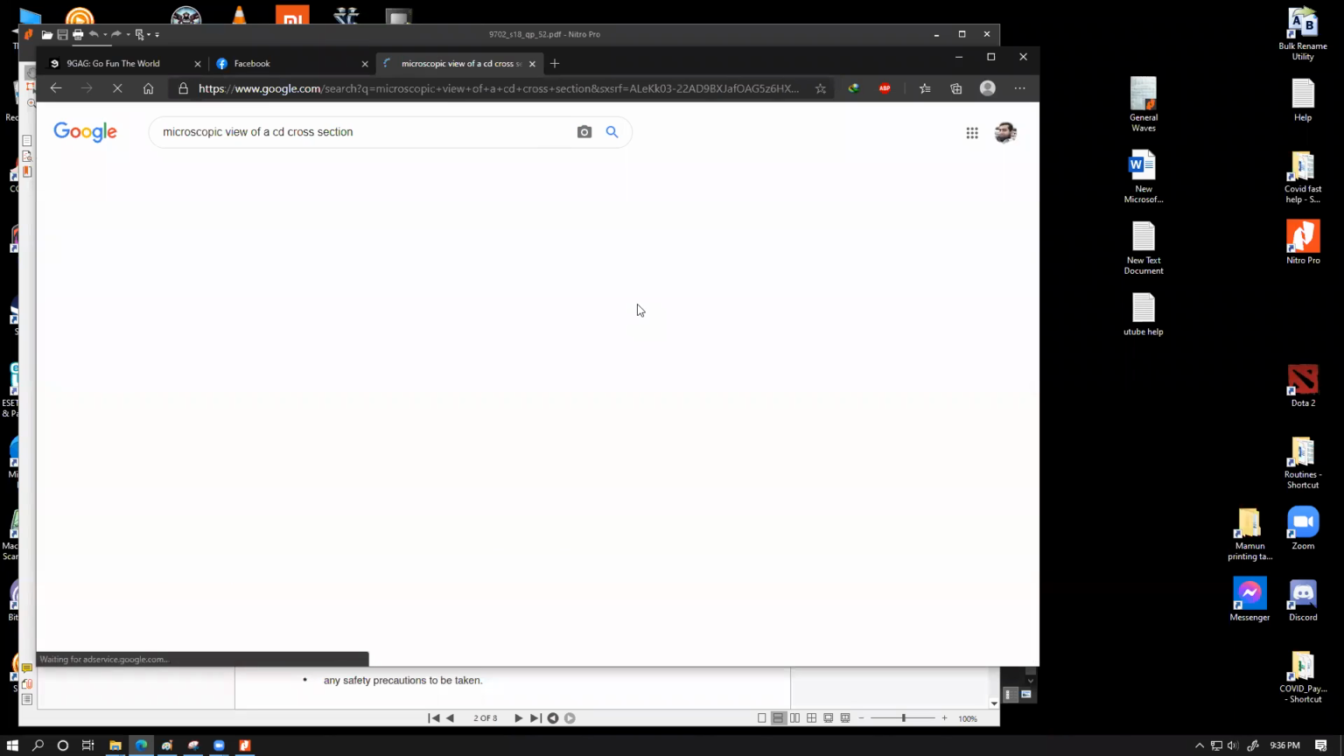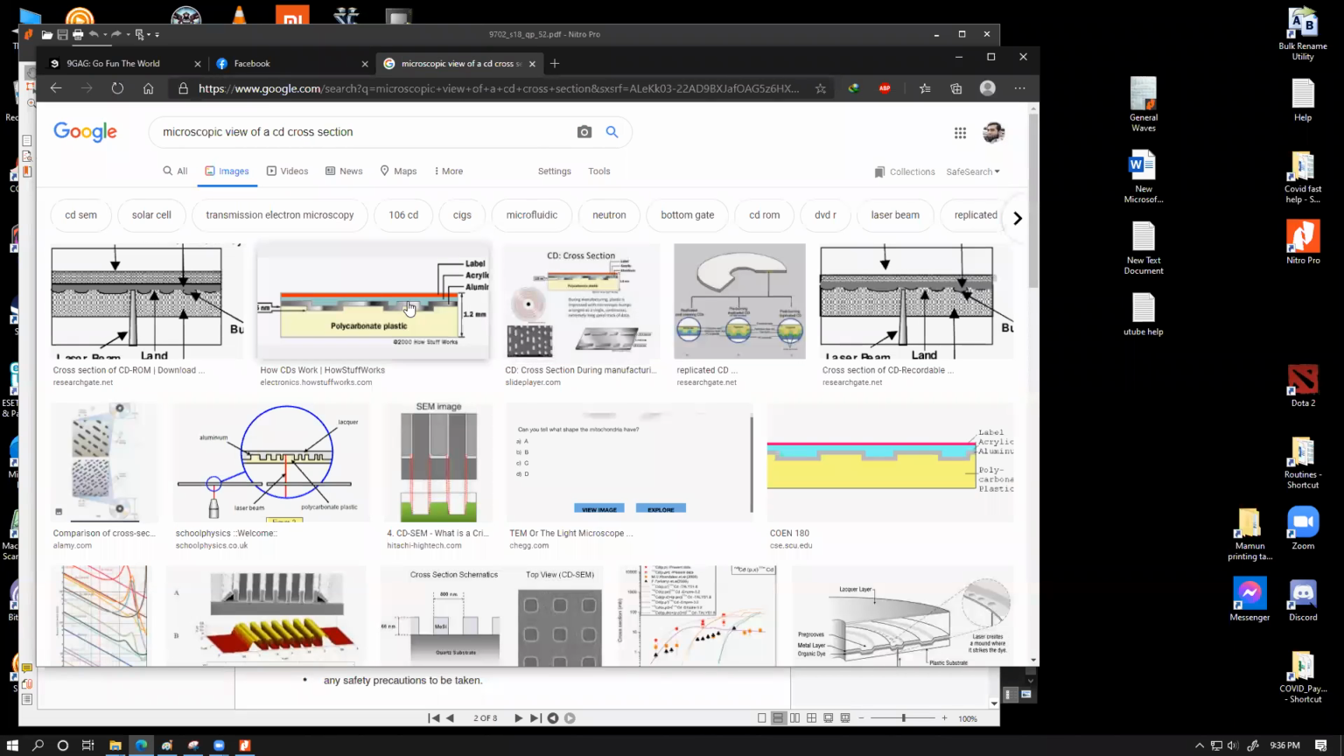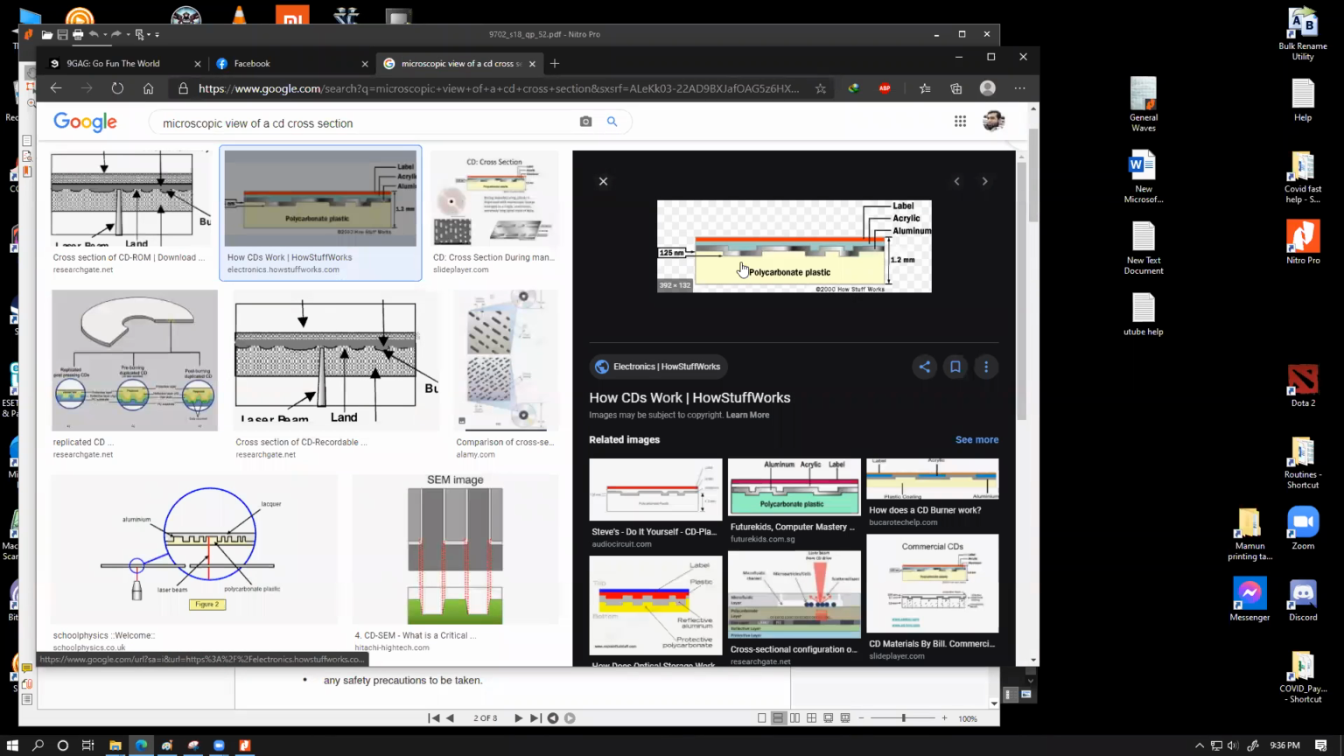Beautiful. We got what I need. This is practically how a CD stores data. This is the label. This red thing is the sticker. This blue thing is an acrylic layer.